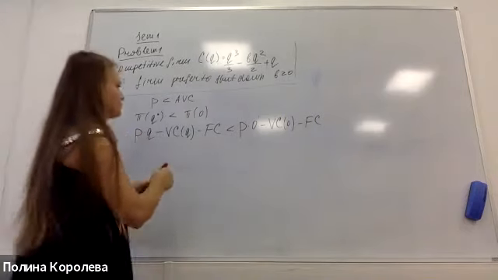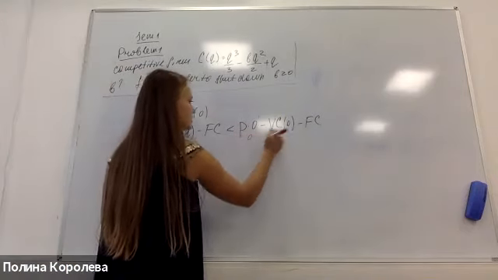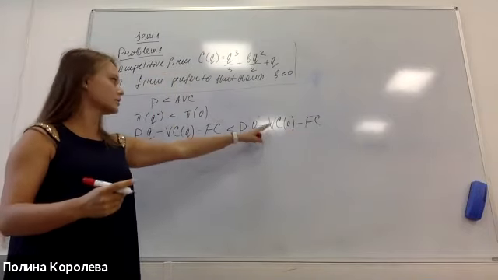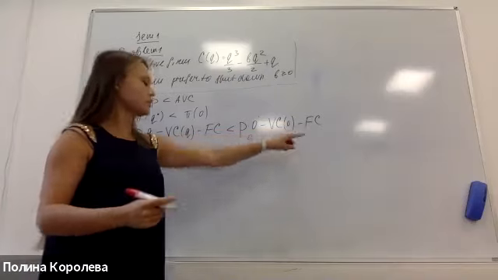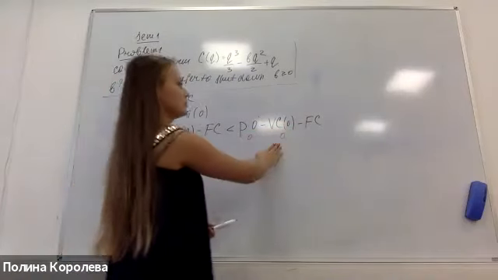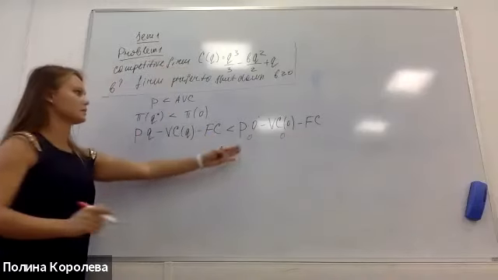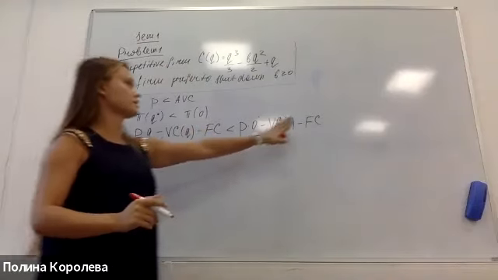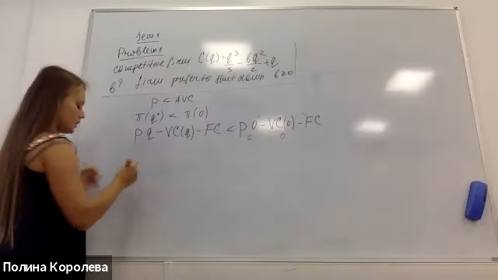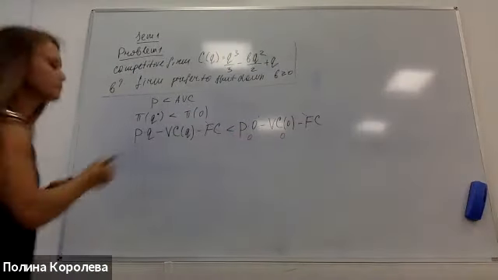Let's see. This is 0, this is variable cost at 0. When I do not produce anything, I have 0 variable costs. I have only fixed costs. Fixed costs are on the left side and on the right side. And what do we get?